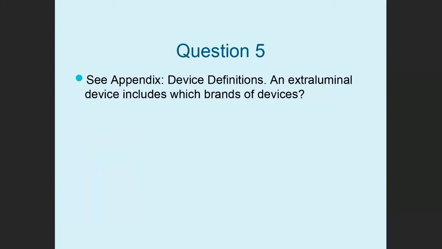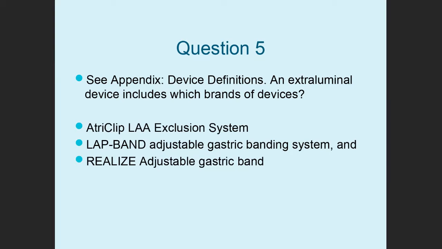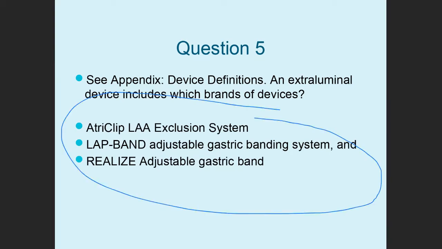See Appendix Device Definitions. An extraluminal device includes which brands of devices? And here are the brands of devices that are used. All of these are coded as extraluminal device: AtriClip LAA exclusion system, Lap-Band adjustable gastric banding, and Realize adjustable gastric banding.